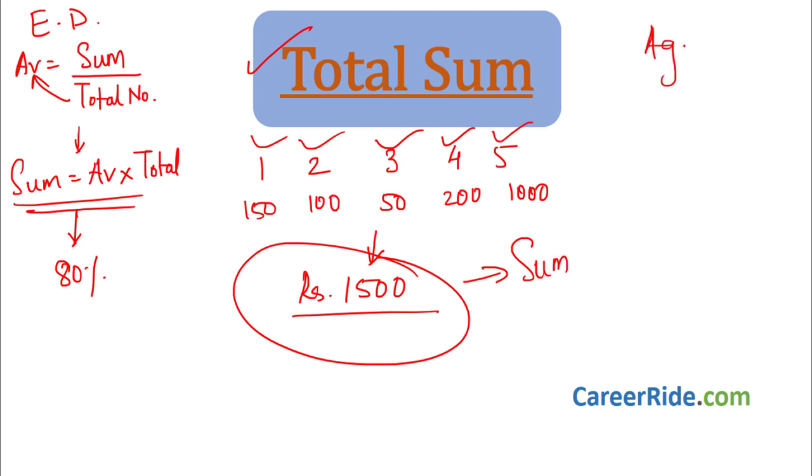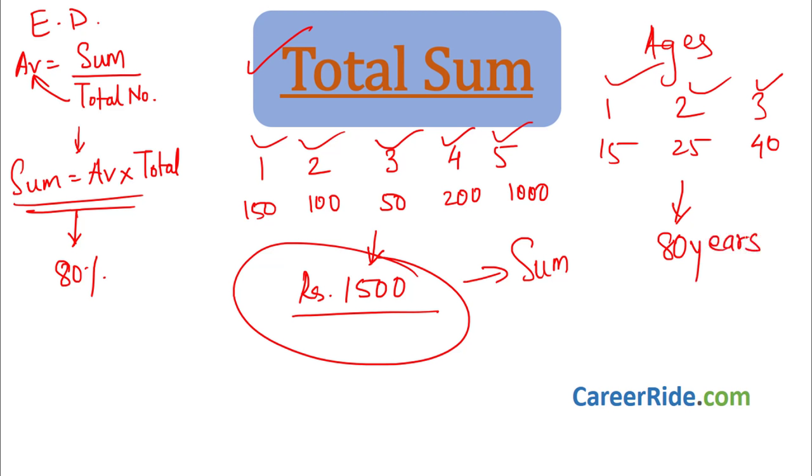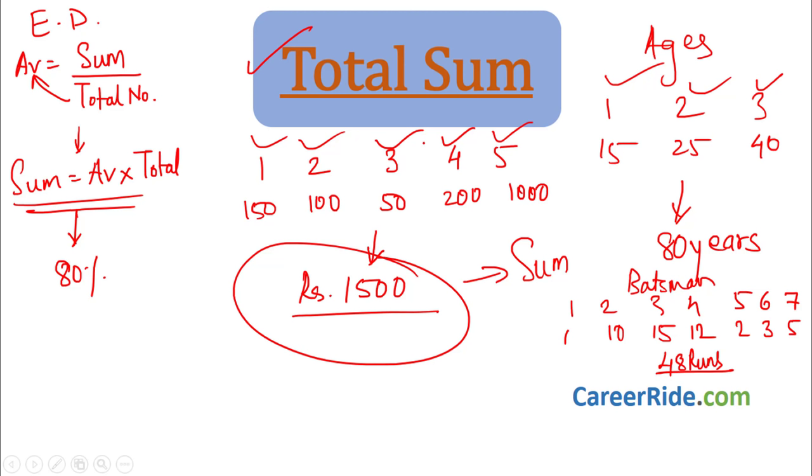Say if they have given ages of say 3 people, 1, 2 and 3, like 15, 25 and say 40, then what is the total ages or total sum of ages of all the 3 people? 15 plus 25 is 40, 40 plus 40 is 80 years, right? Say a batsman plays for 7 innings, and in each inning he scores 1 run, 10 runs, 15 runs, 12 runs, 2 runs, 3 runs and 5 runs. So what is the total amount of runs the batsman has scored? 10 plus 1 is 11, plus 15, 26, 38, 40, 43, 48 runs. So this is the total sum of runs. So you understood what exactly the total sum concept is?